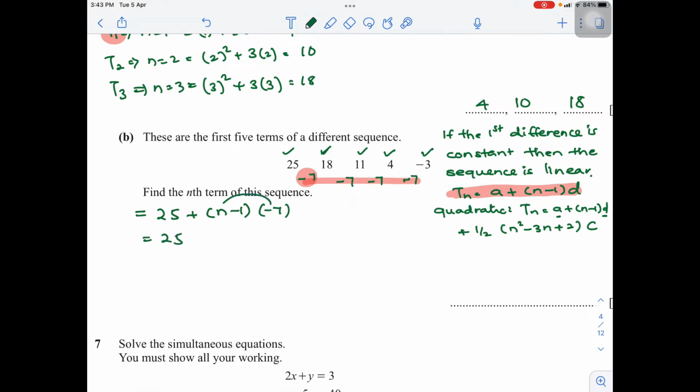Simplify that. N times negative 7, negative 7n plus 7. 25 plus 7, 32 minus 7n.